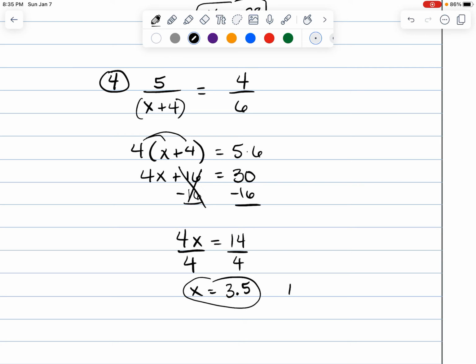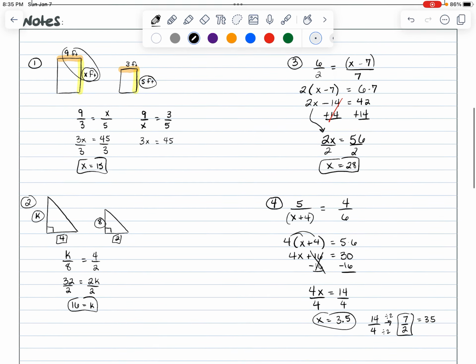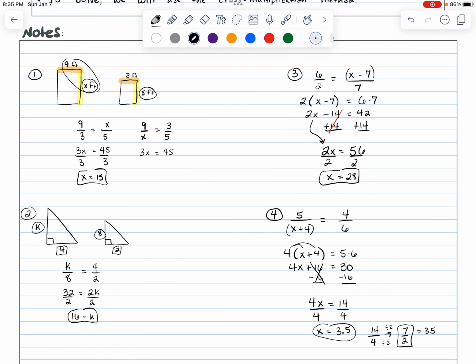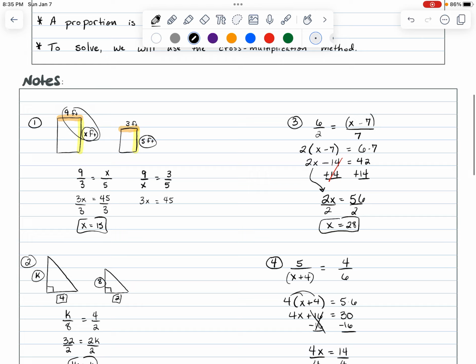And that is okay. We could have 3.5, or we could simplify or reduce this fraction, 14 over 4, by dividing 14 by 2 and 4 by 2. So this could simplify by dividing out a factor of 2. That would give us 7 over 2. And 7 over 2 is the same as 3.5. So this is just a couple of different ways in which we can solve proportions.